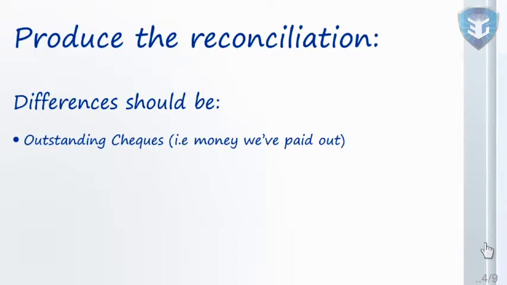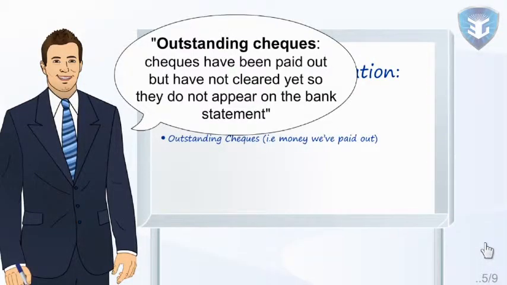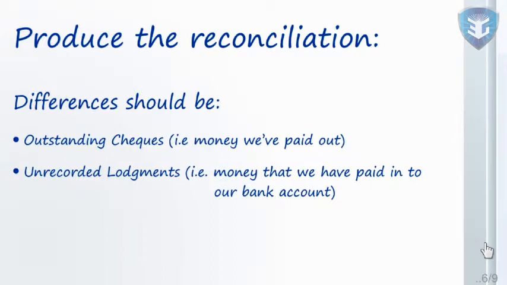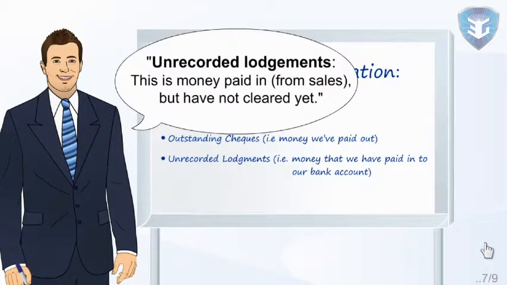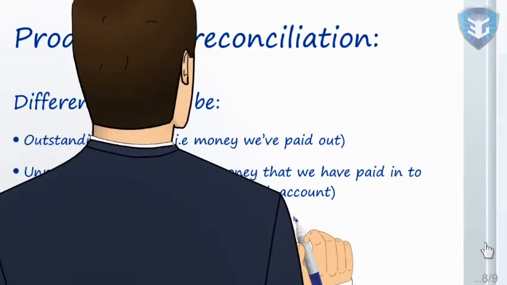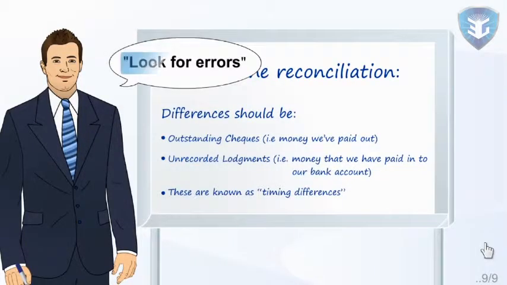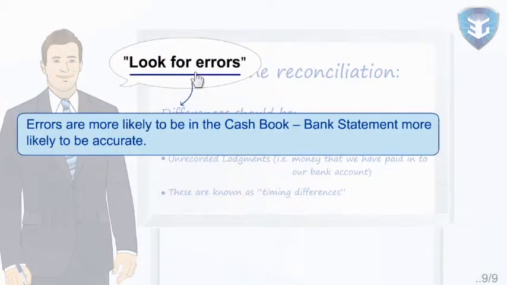The only differences should be 1. Outstanding checks, i.e. money we've paid out but hasn't cleared yet, meaning that these payments do not appear on the bank statement yet. And 2. Unrecorded lodgements, i.e. money that we've paid into our bank account, e.g. from sales, but hasn't cleared yet, meaning that these receipts do not appear on the bank statement yet. These are known as timing differences. We should always look out for errors, which are more likely to be in the cash book, and the bank statement is much more likely to be accurate.